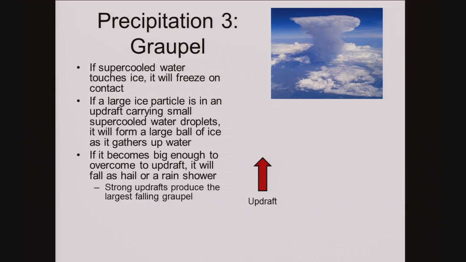There's another precipitation category, we call it graupel. So if supercooled water, that's cooled below zero, touches ice, it freezes on contact, and if a large ice particle is in an updraft carrying small supercooled water droplets, it will form a large ball of ice as it gathers up water, like a hailstone. We call this graupel. And strong updrafts can produce the largest graupel. That's because they can become very big. So if they're going to stay lofted, you need a strong vertical motion in the atmosphere, some strong convection to keep it up there.